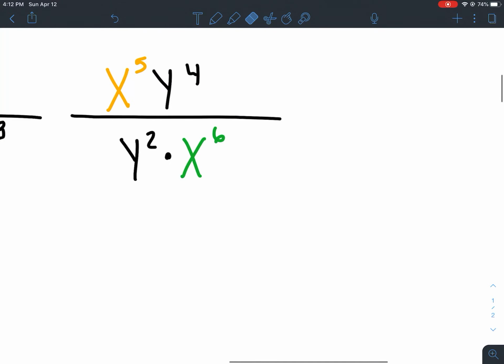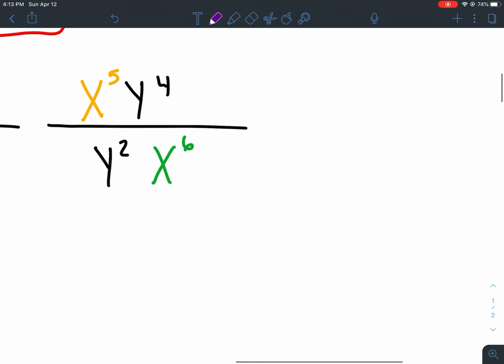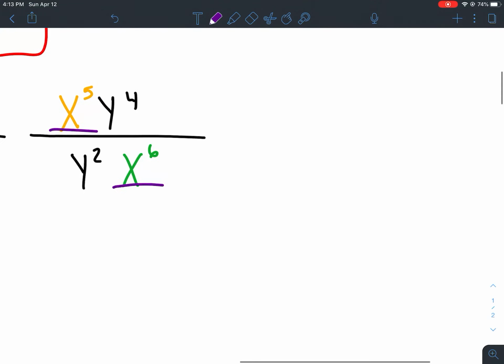Now, do I have to write the multiplication sign in between these? No, I don't have to. I know that they're being multiplied to each other. Now, you can only combine things that are like bases. So, for example, I see that the x's here are in common. So I can simplify this fraction for sure.